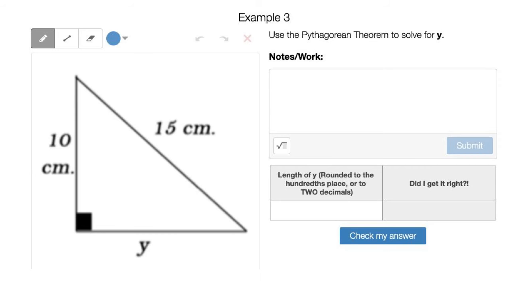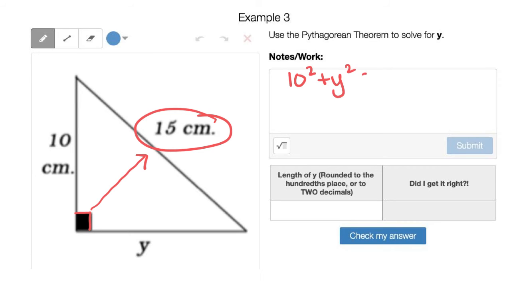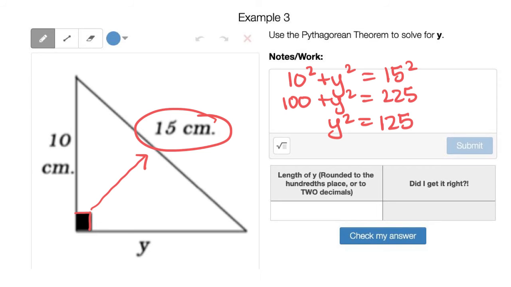Just another practice problem here. So we have our right angle. So 15 has to be what's by itself. The 10 and the y don't matter, so I'm just going to go 10 squared plus y squared. All that matters is that 15 goes by itself. So then I have 100 plus y squared equals 225. Subtract 100 and I get 125. I'm going to square root.